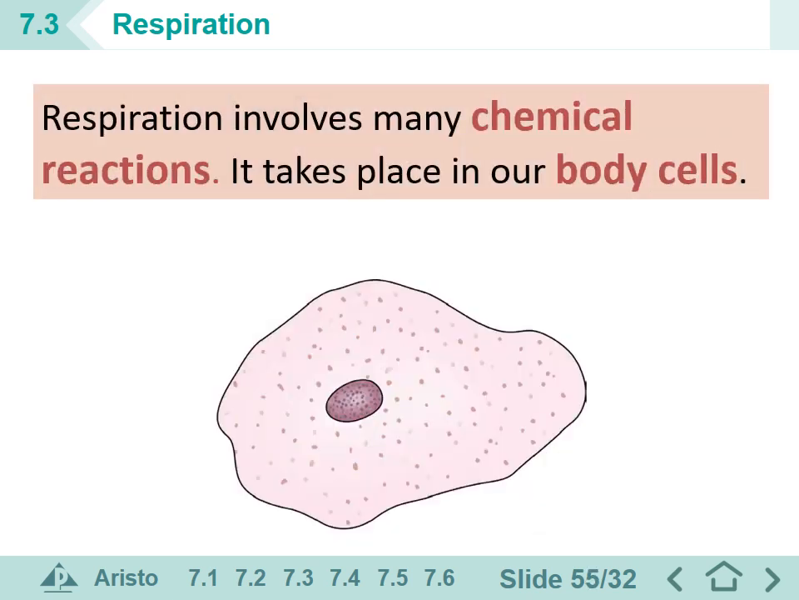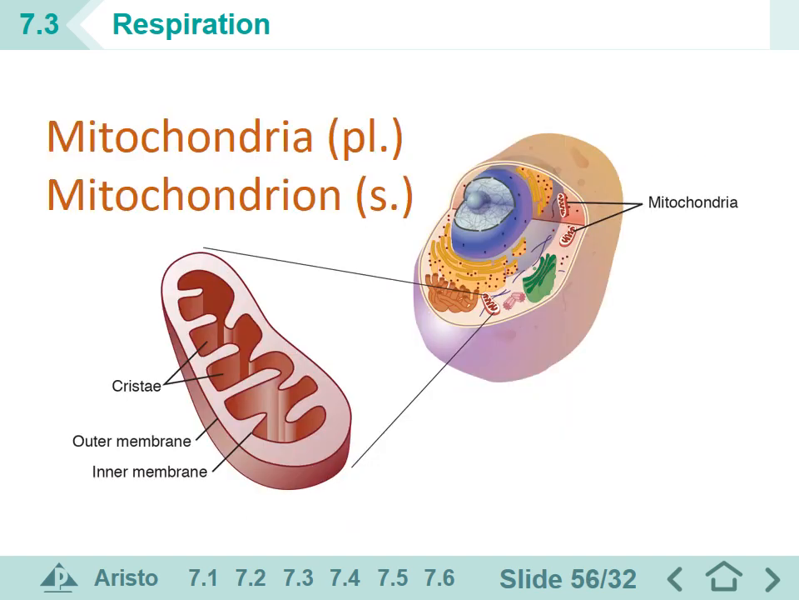Respiration involves many chemical reactions, and it takes place in our body cells. Actually, respiration takes place in the mitochondria. Mitochondria is the plural form. 所以 mitochondria 就係負責將呢啲 chemical energy 變咗做 the energy we can use.